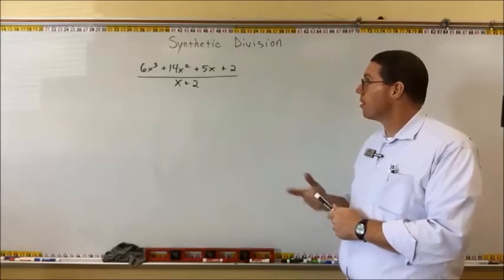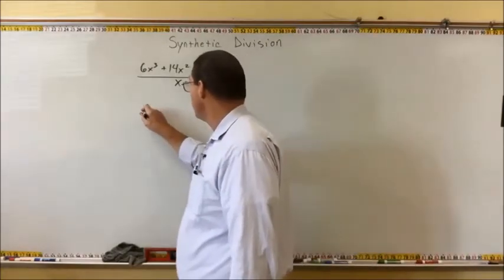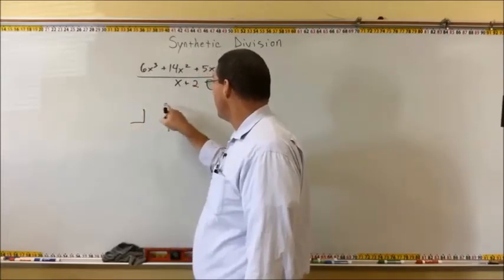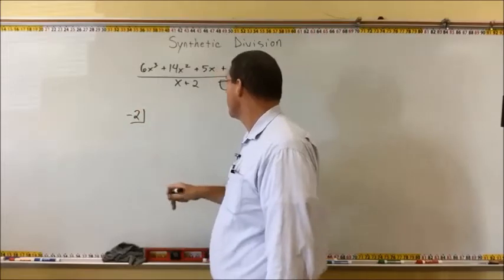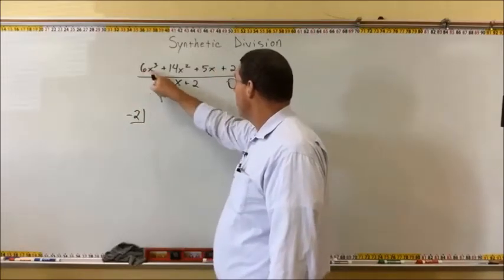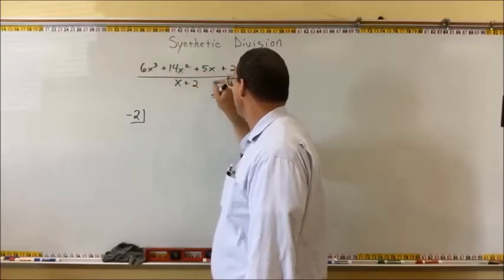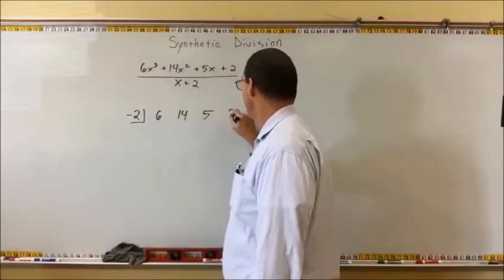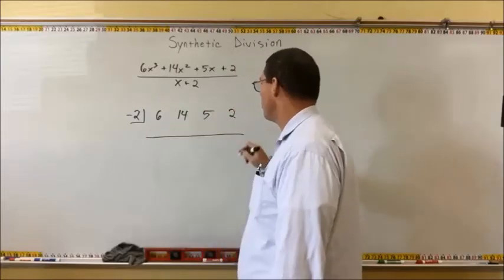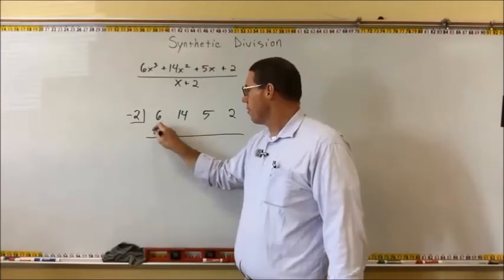Okay. All right, so let's do this. Hopefully you did okay on this. I would draw a half box, and in that half box I would put a -2. Okay? And then I'm going to put all my coefficients right across the top here. So I've got a 6, a 14, a 5, and a 2. Then I'm going to draw a horizontal line, right? Then I'm going to put a 0 under the 6.